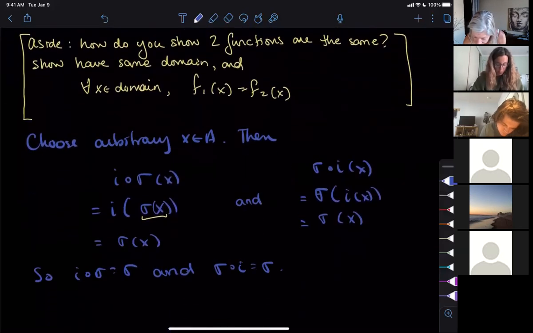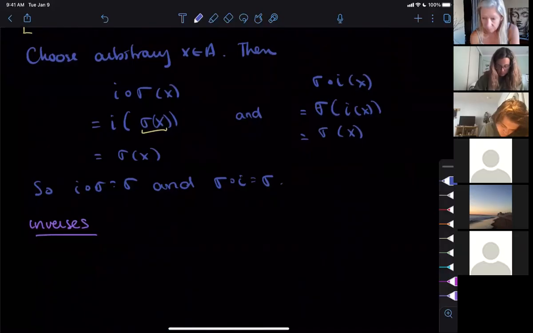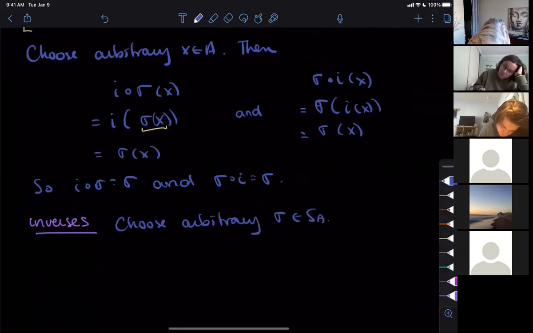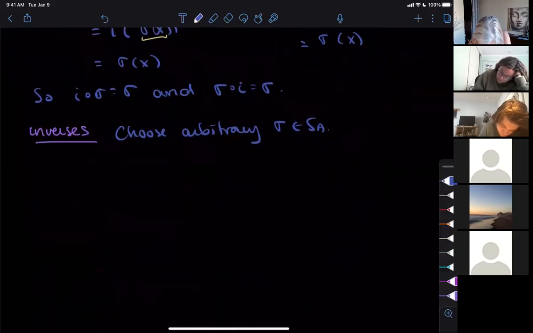What about this last one, inverses? We can start it. Choose an arbitrary sigma in S of A. We want to find an inverse. We want to show sigma has an inverse in S of A.